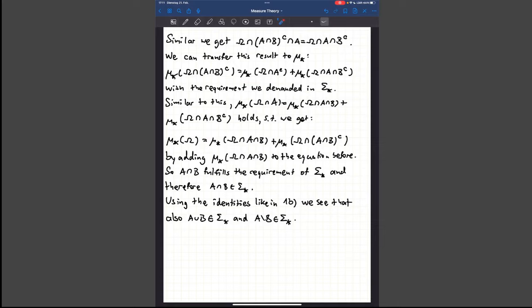If this is too fast, you can stop the video and think about it, of course, or you can ask questions in the comments. So with those two identities, we now get that sigma star of omega is this sum. And if we now add this term to this equation, then we get this equation. So you add this here, and that's what we wanted. So now we have this set and this set, so this and the complement of it. And this is basically the requirement of sigma star. And therefore, this intersection is in it.